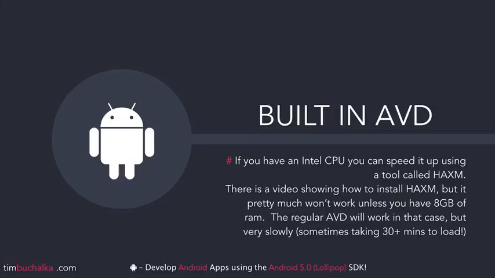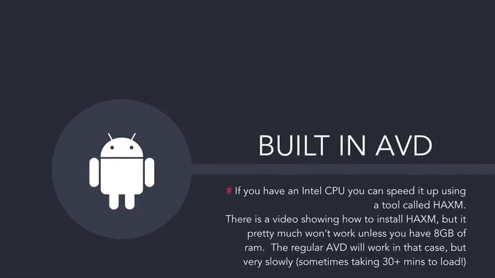I've seen it take 30 plus minutes to load. It's really, really slow. So ideally you want your computer to have an Intel CPU and have 8 GB of RAM or more to use the inbuilt Android Virtual Device that comes with the Android development tools.